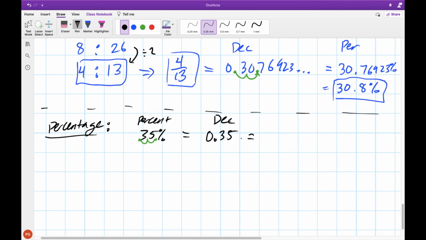To write this as a fraction, we take our percentage, 35, and we divide it by 100. So this would be our percentage as a fraction. So that's how we go from percentages to decimals to fractions and all the way back and forth. We'll do a lot more examples with this later on in this unit, but for now, that's probably good enough as a refresher.